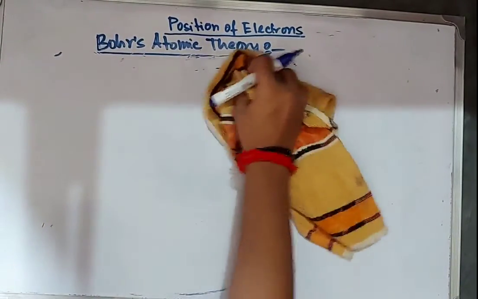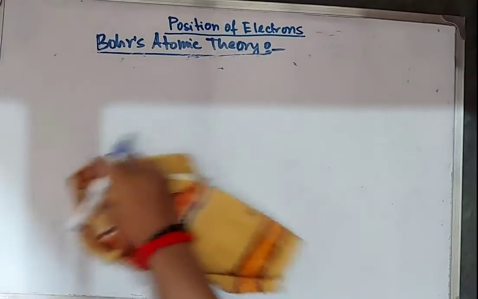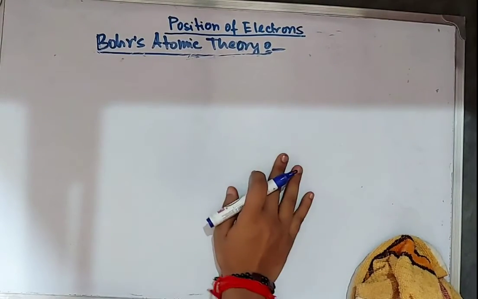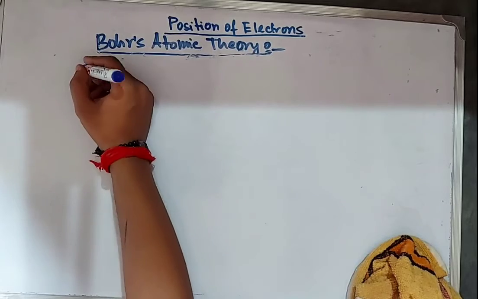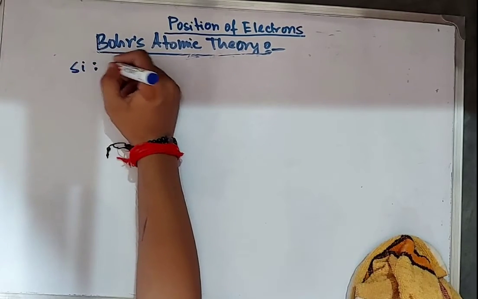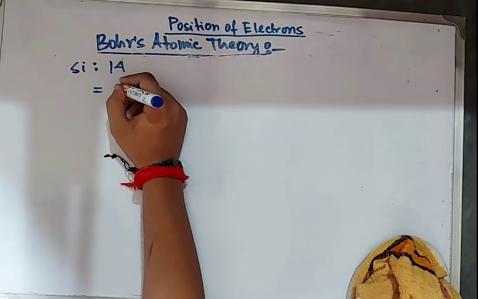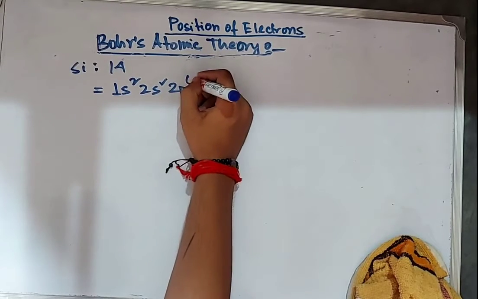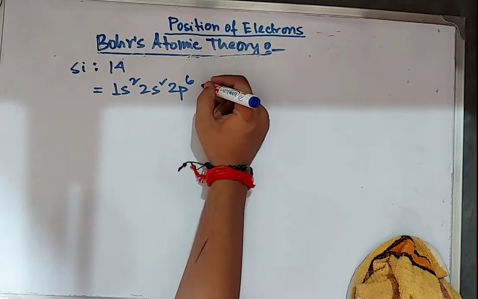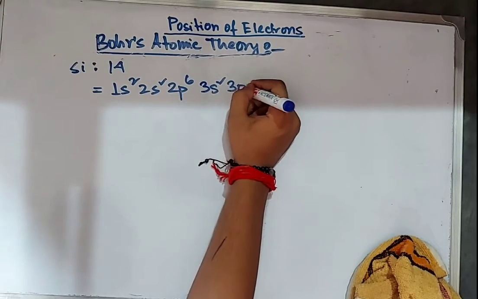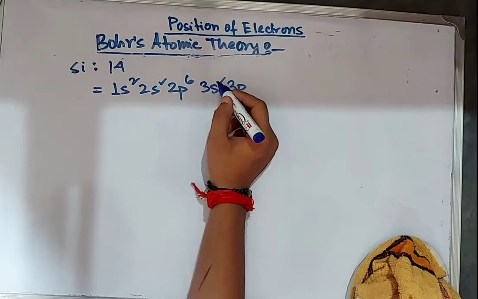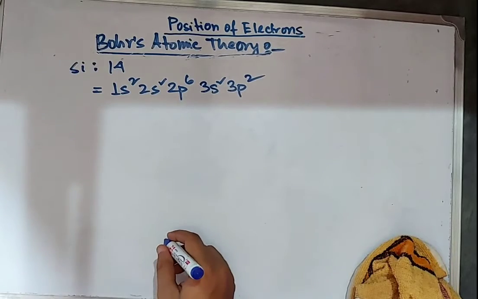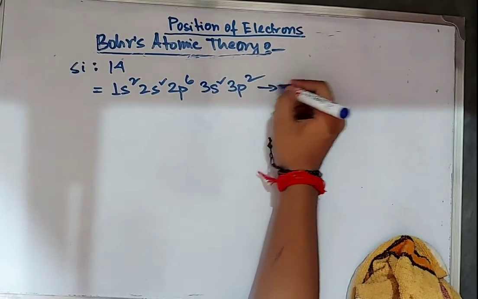Now we will write the electronic configuration of the silicon atom, and we will draw the model for the silicon atom. The atomic number is 14. So the electronic configuration will be 1s2, 2s2, 2p6, (2 plus 2 plus 6 is 10), 3s2, 3p2. So this is the electronic configuration of silicon.